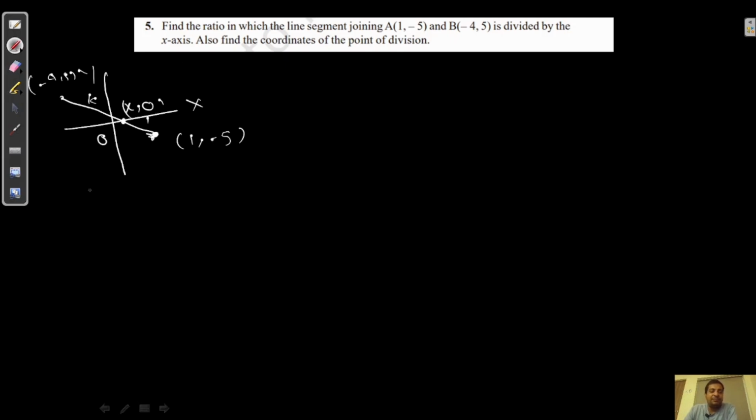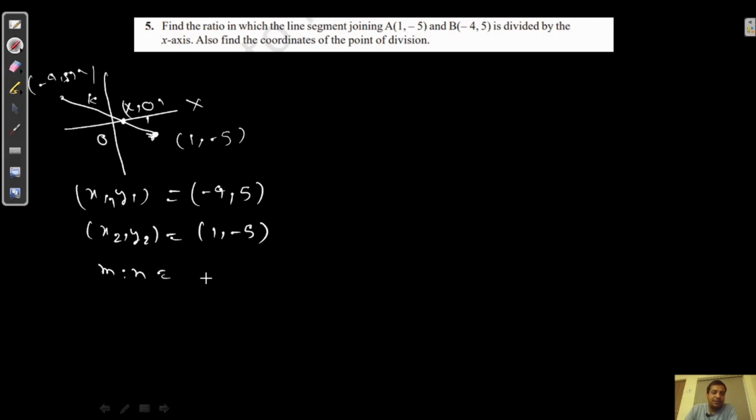So let us do one thing, write the values of x1, y1. Because I have taken k this side, I am taking (-4, 5) as x1, y1. So (-4, 5) as x1, y1. I am taking x2, y2 as (1, -5), and our ratio is k:1. The desired point x, y is now (x, 0), the dividing point.